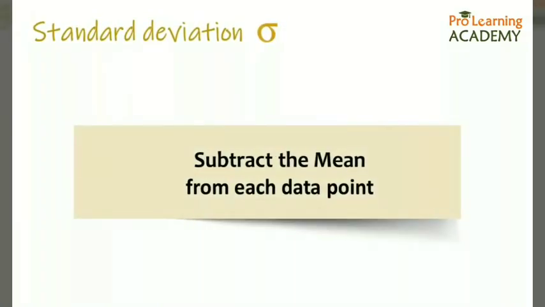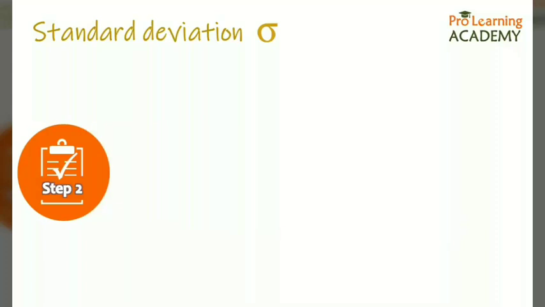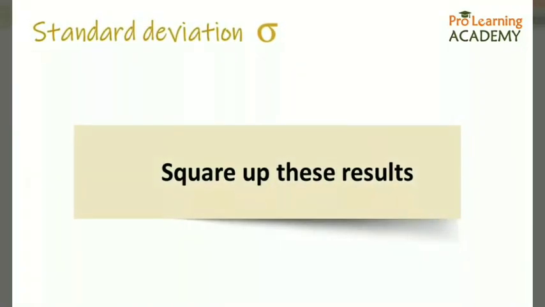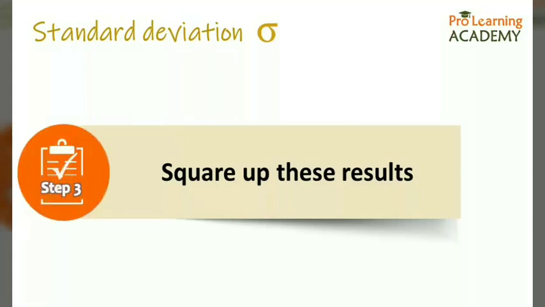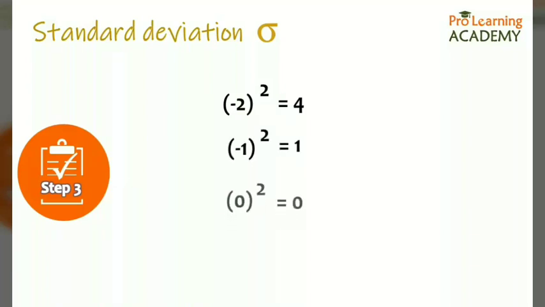Step 2 is to subtract the mean. So we will subtract the mean from the data points. 1 minus 3 is minus 2, and so on. So we have the results: minus 2, minus 1, 0, 1 and 2. We will square up these results. And here we go. Square of 2 is 4, square of 1 is 1, square of 0 is 0, and then we have 1 and then 4.